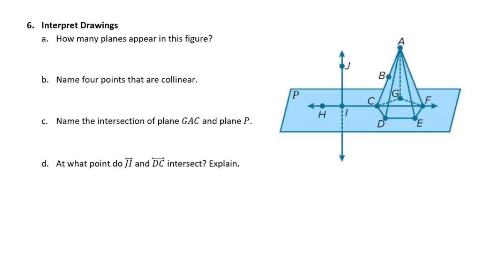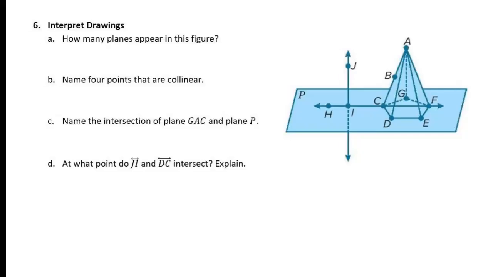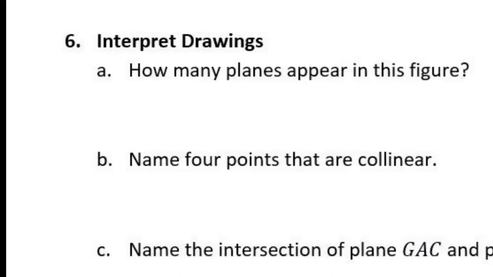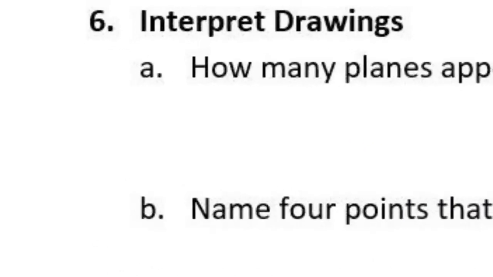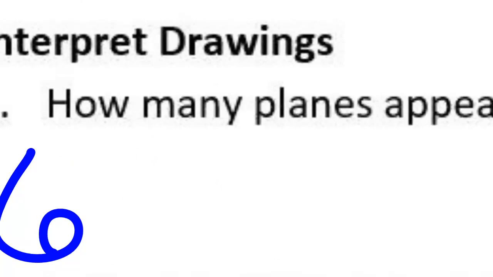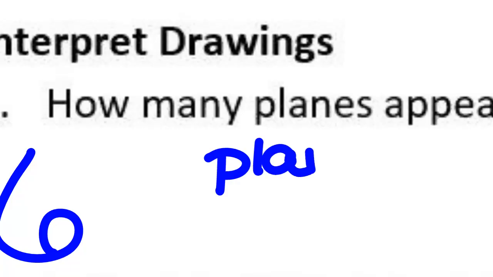So I believe on Friday we'd gotten through part A on this question. Is that correct? Yep. Okay. Can you guys help me fill in my page real quick so that it is caught up to where yours is? How many planes appear in the figure? 6. Did we name those 6 planes? Yes. We called one of them plane P. Okay. What else?